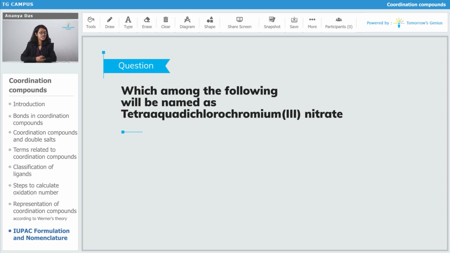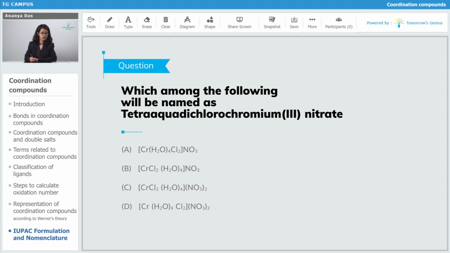The second question states, which among the following will be named as tetraaquadichlorochromium nitrate? Okay, let's make some things clear right now. Nitrate is NO3. Chromium is chromium. Aqua means water, and tetra means that water is present 4 times. Dichloro means there is Cl ligand present 2 times.